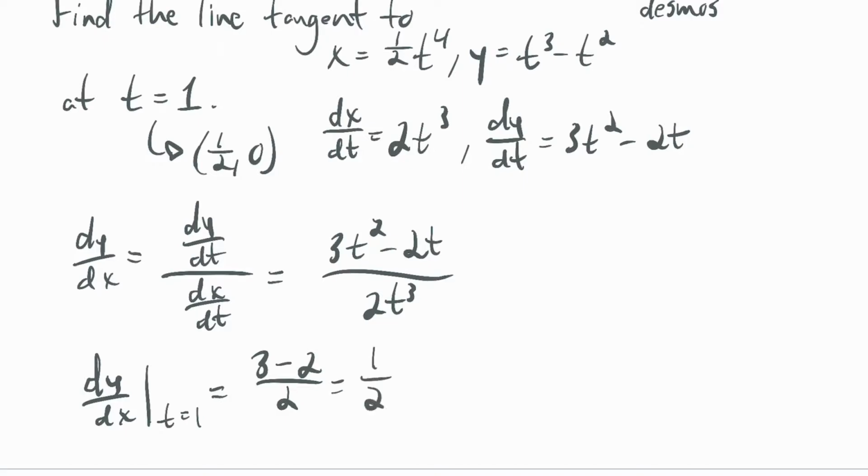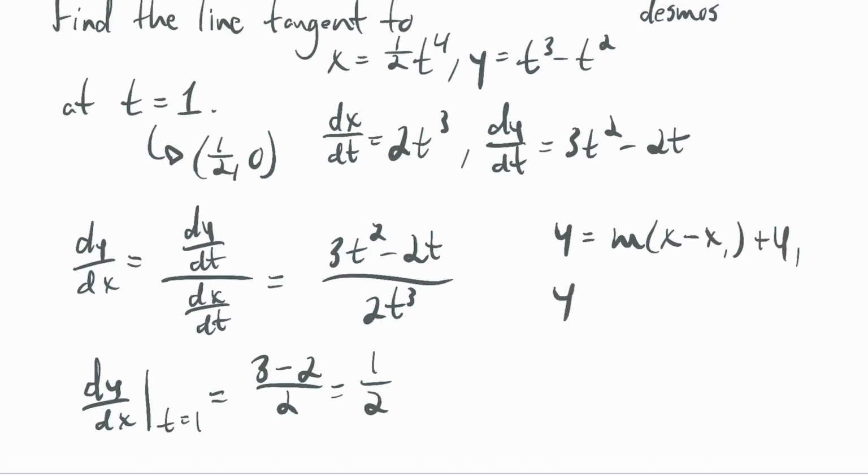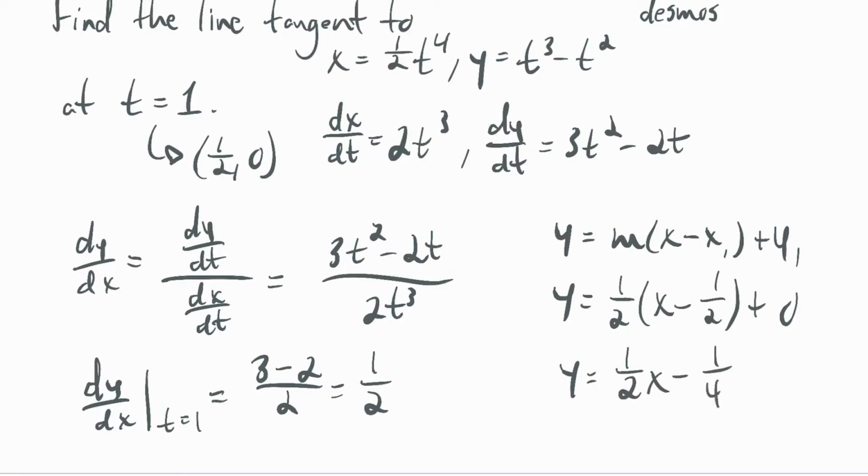So slope of 1/2. Okay, so y equals m times (x minus x1) plus y1. So y equals the slope of 1/2 times (x minus x1, which is 1/2) plus 0. So we get y equals 1/2 x minus 1/4. And that should be our tangent line.